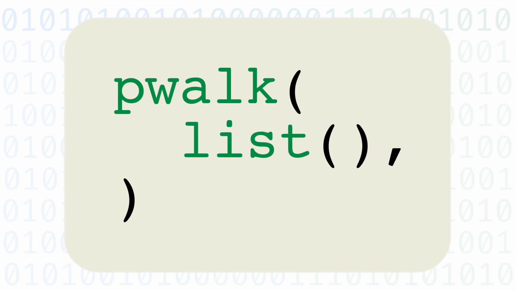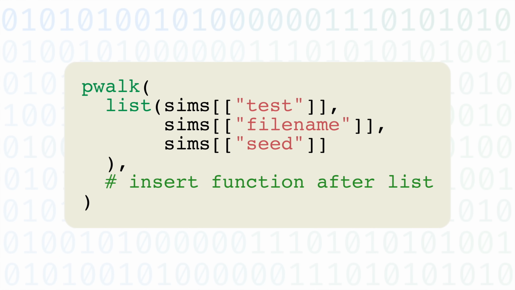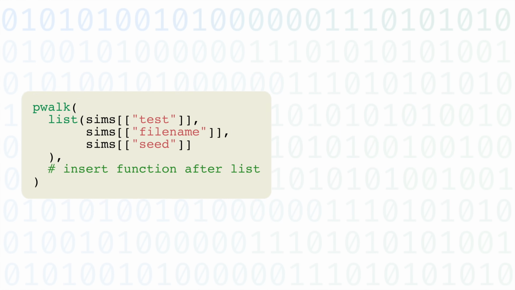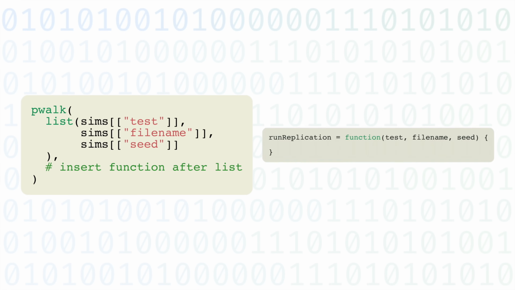The first argument of pwalk takes a list, and within this list, we need to supply all of the columns we want to use, which in this case are the name of the test, the file name, and the random seed. Next, we'll supply the function we want to apply to each row. Instead of writing it directly within pwalk, I'll write it separately to make the code a bit cleaner. I'll name this function run replication, and it'll take 3 arguments, test, file name, and seed, to match up with the columns we chose earlier.